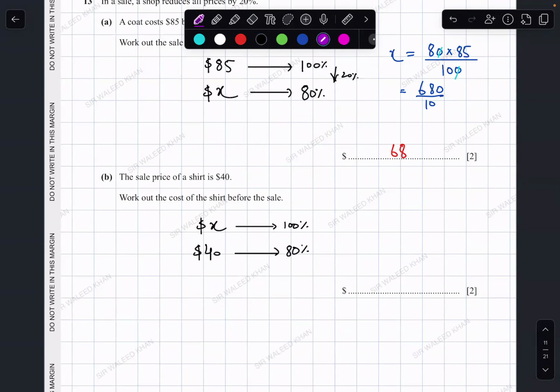Again, cross multiply. So we have 40 times 100 divided by 80. This and this cancels out, 1 and 2, and we have 50.